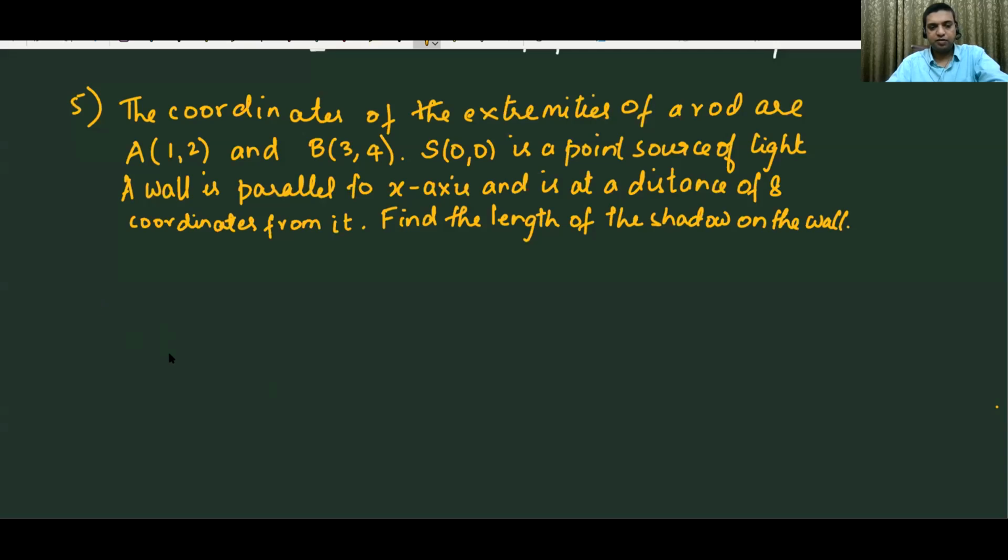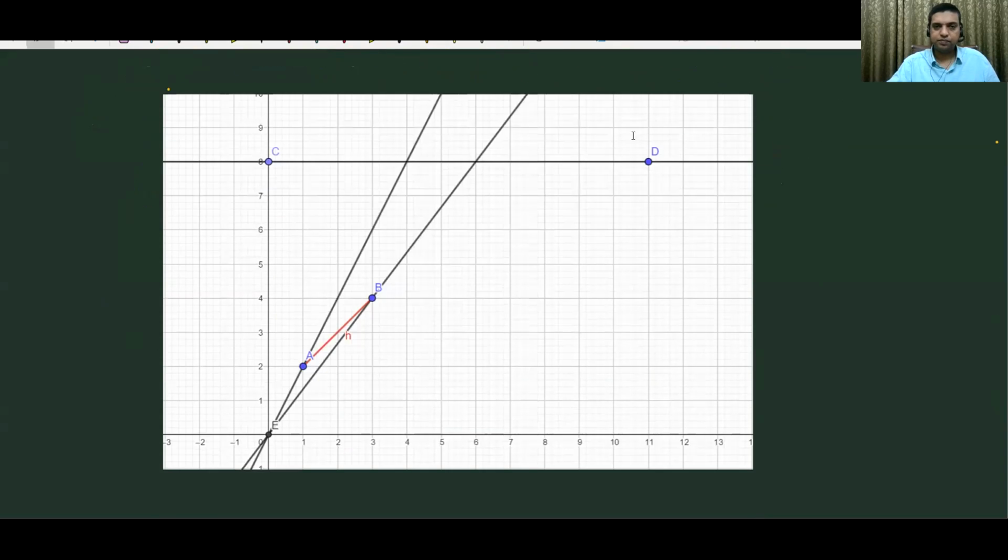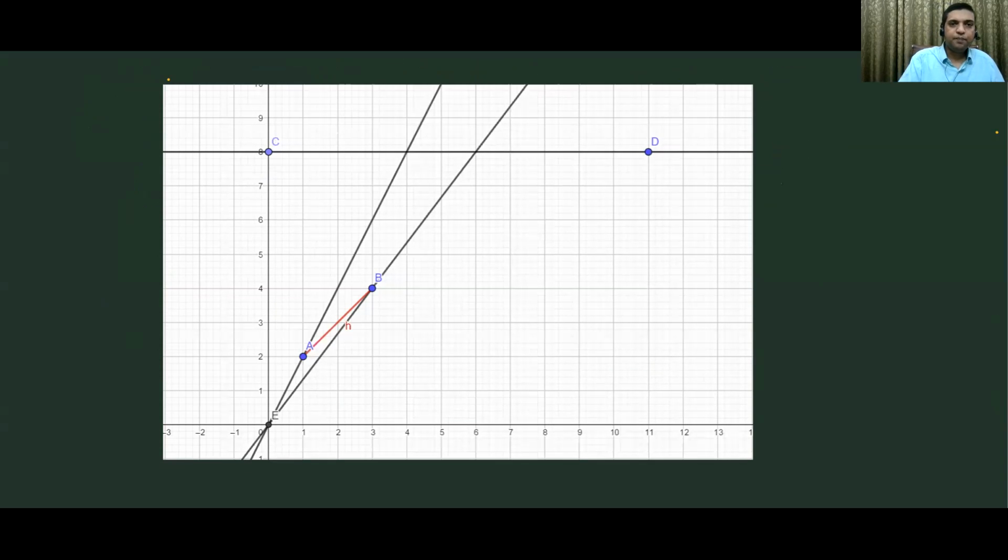Now let's go back to our blackboard. So now we will work with this. So this point A is 1 comma 2. This point B is 3 comma 4. And this point in the problem is called S, 0 comma 0, the source of light.